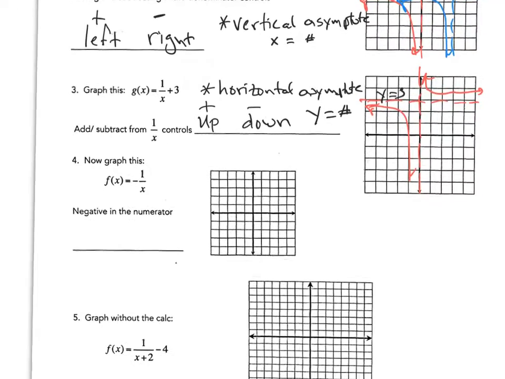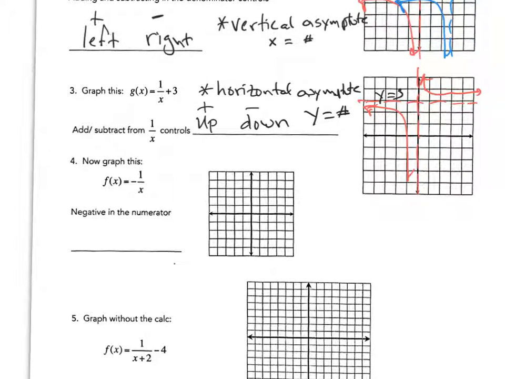If we put a negative, and I'm calling this a negative in the numerator, the asymptotes will remain the same, right here and right here. But what happens is it's no longer upper right and lower left, it's upper left and lower right. So a negative in the numerator is going to be a reflection over the x-axis.